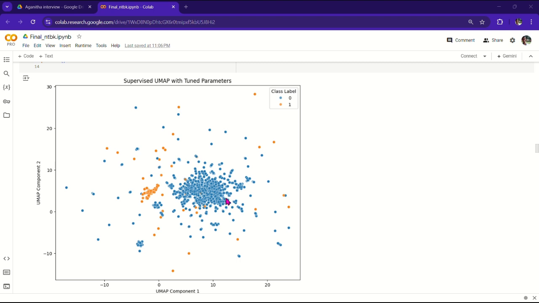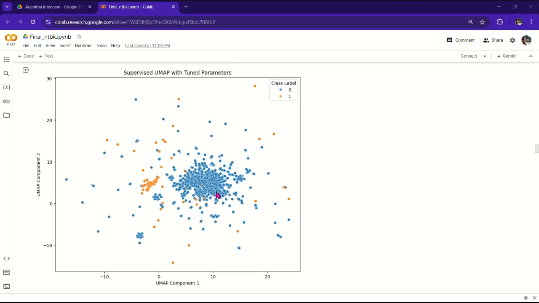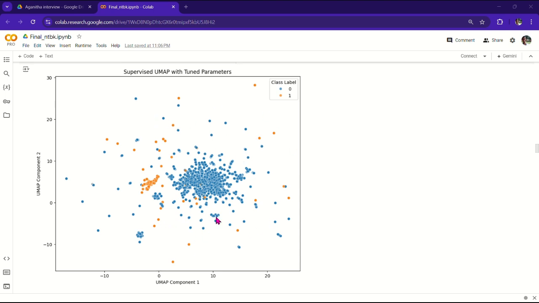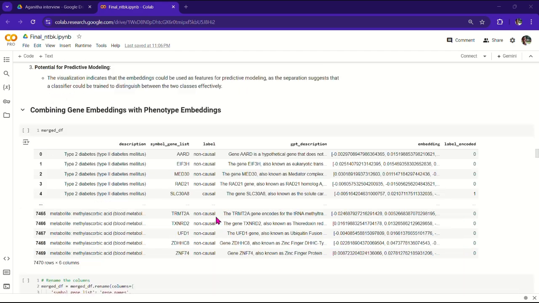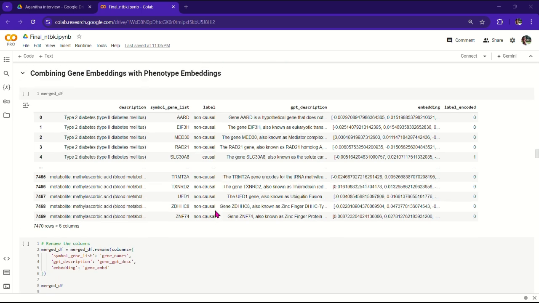So we can clearly say that these causal genes and non-causal genes are forming dense clusters away from each other, but in the outer area away from the center, these genes are not much separated. We can again say these genes are not so different in their embeddings. They share similar space, and these are the conclusions. You can read or analyze them.